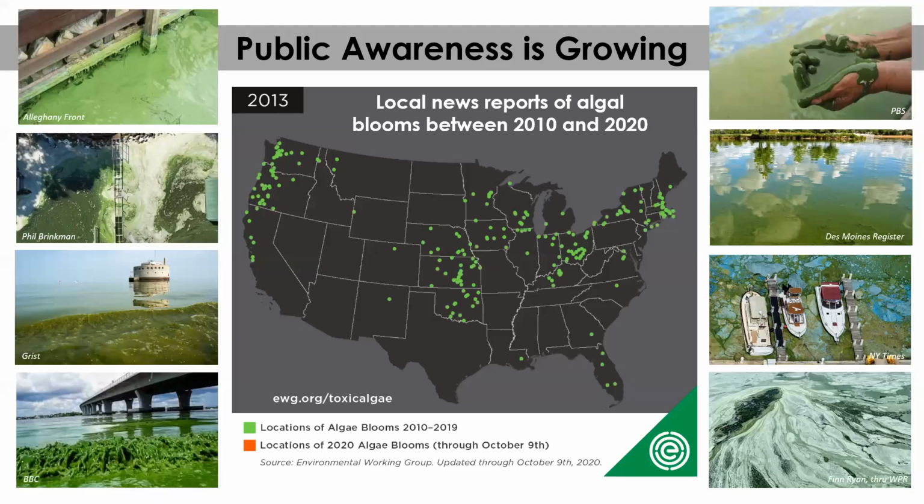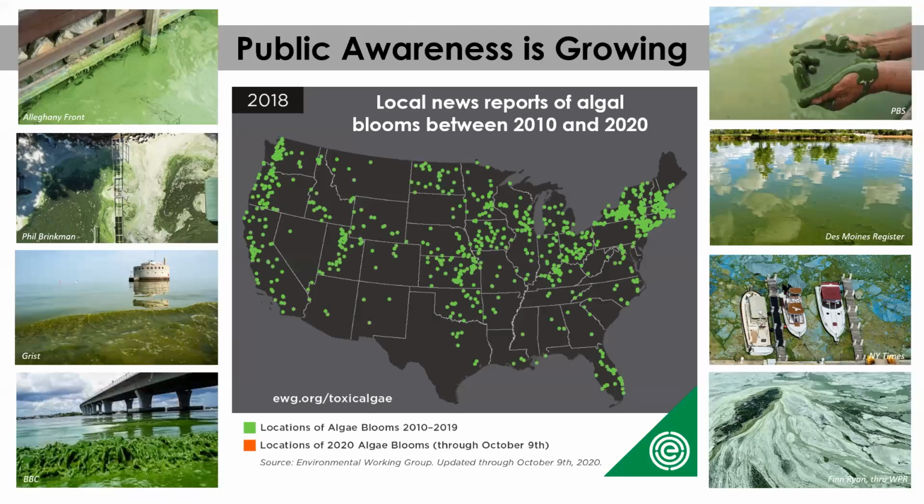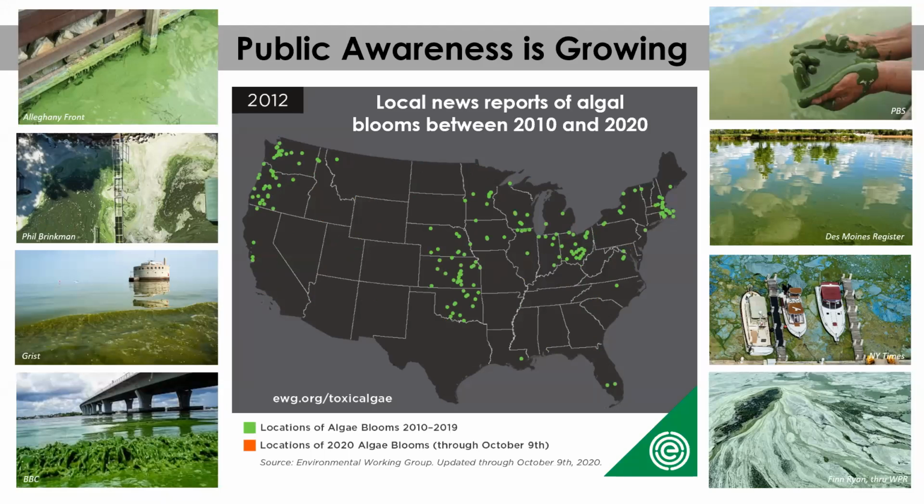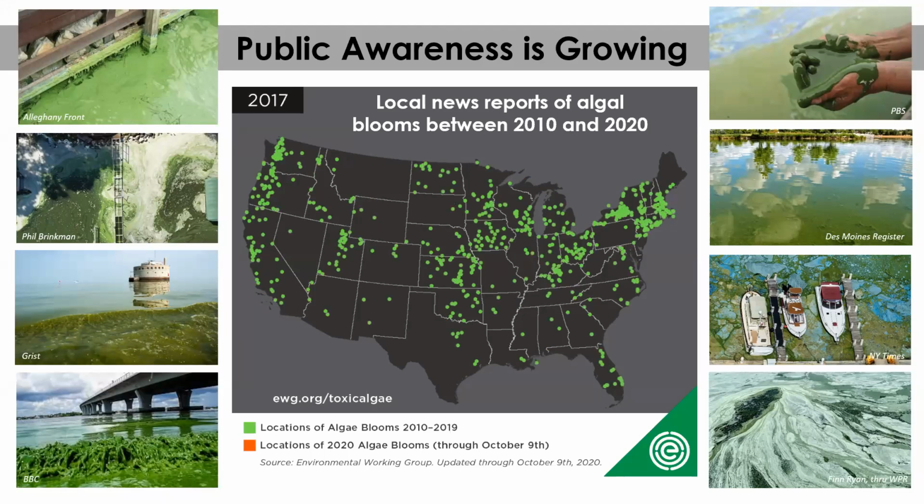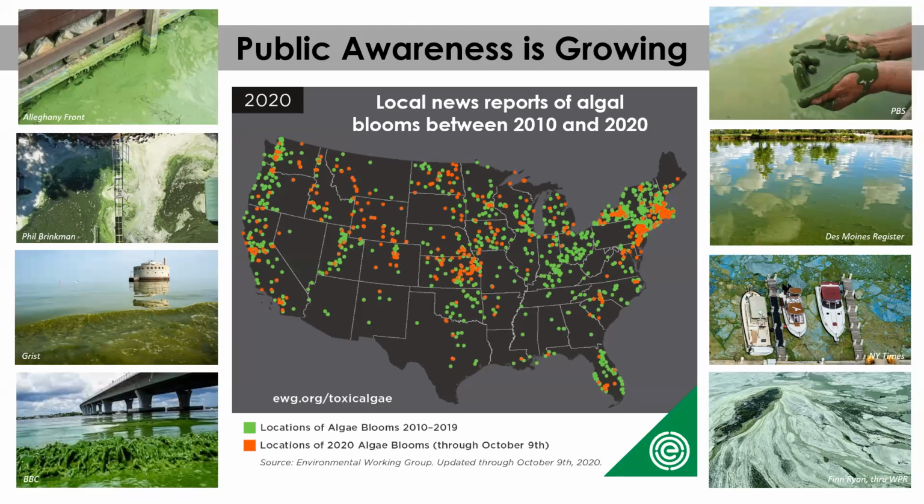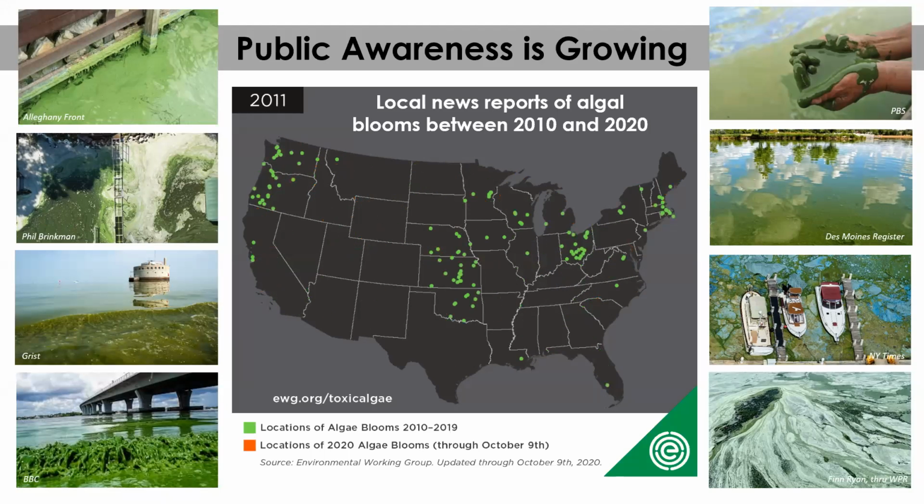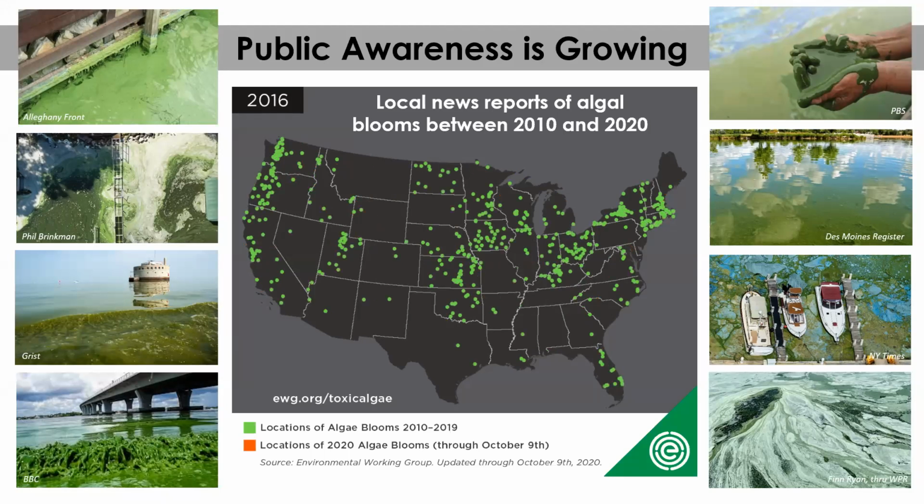Coincident with this algal bloom intensification hypothesis has been increased media attention, as well as a growing public awareness of algal blooms. For example, in this map animating through here from the Environmental Working Group, each dot is a local news report of an algal bloom between 2010 and 2020. During that decade, you can see the dots building up. So it's not necessarily more each year, it's just that the dots are remaining.